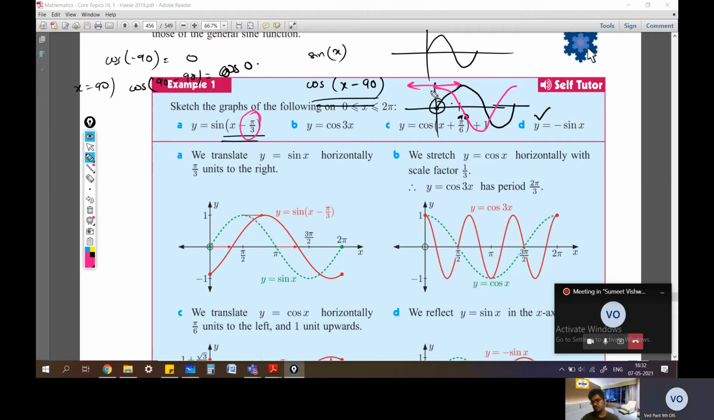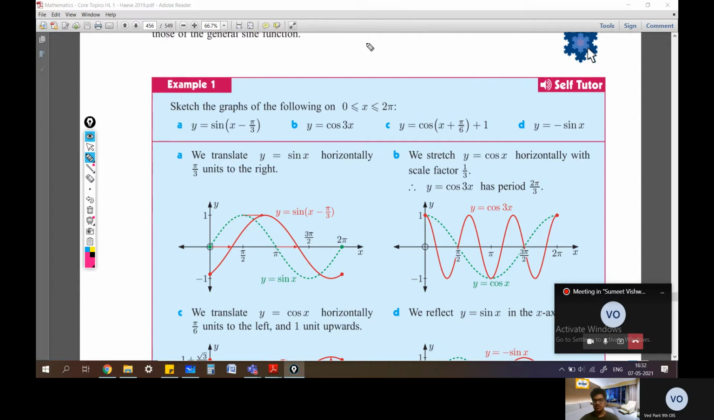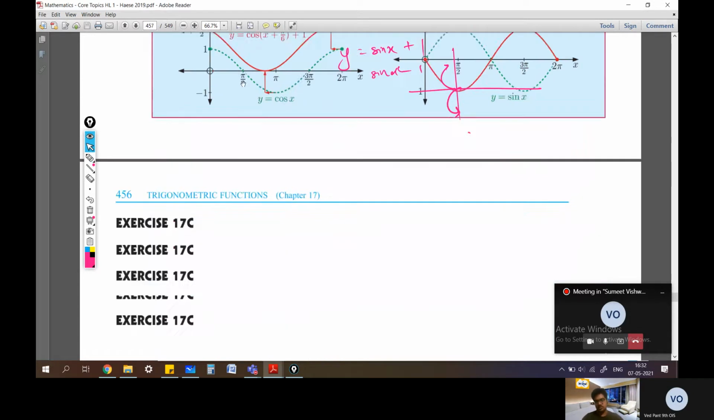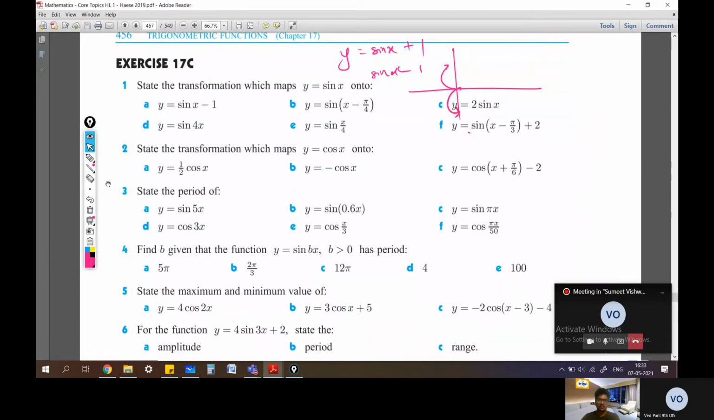And similarly, when I say function is equal to sin x plus 1, what happens here is my whole function moves in the upward direction. And when I say function sin x minus 1, my whole function moves in the downward direction. Okay, we'll look at this particular thing with one or two sums based on it.